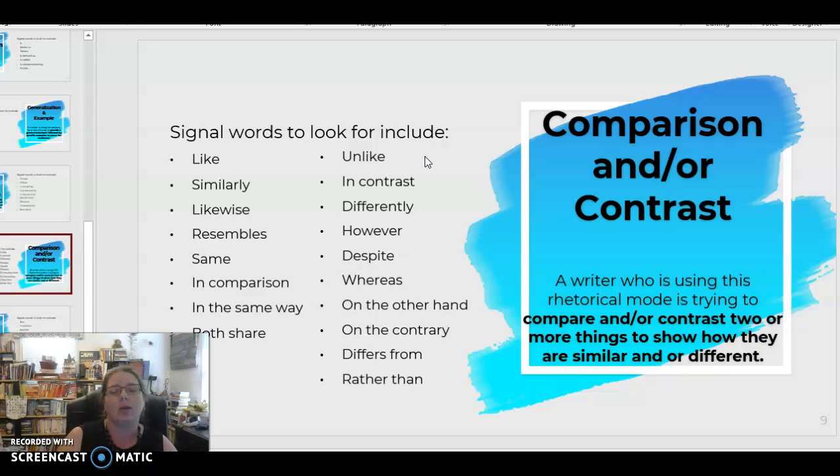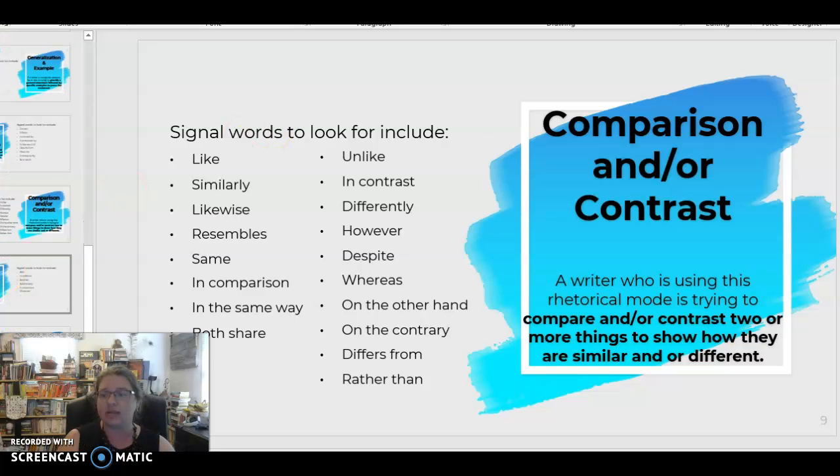Okay, so your options when you're trying to determine whether or not an author is using this pattern, you could choose that they are doing a comparison pattern, a contrast pattern, or a comparison and contrast pattern. So those are your choices.